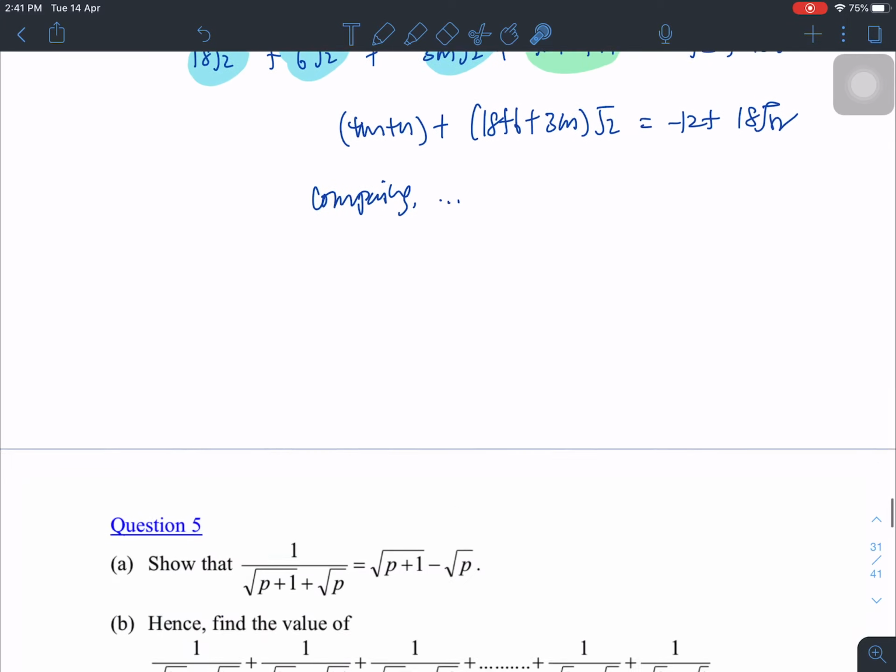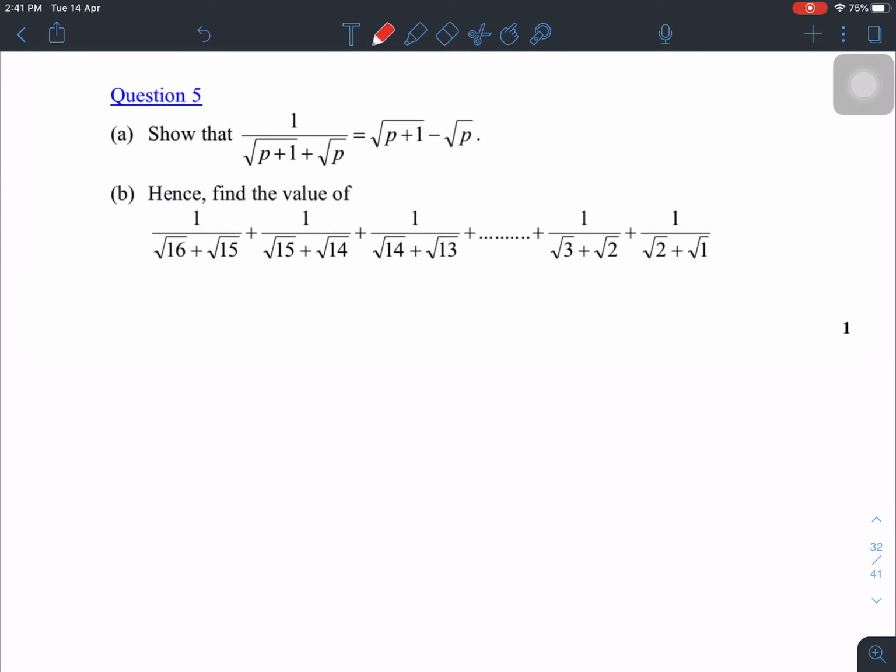Lastly, for question 5, we are supposed to show that this left hand side equals the right hand side. The only way we can do that is when we rationalize this denominator. You realize that the conjugate surd is root p plus 1 minus root p. So I will simply need you to rationalize the left hand side and you should be able to get the right hand side quite easily.